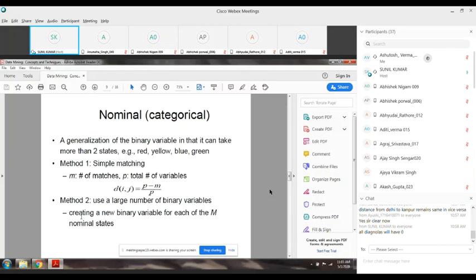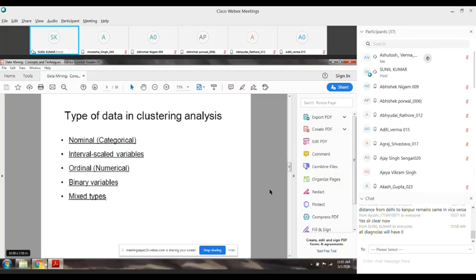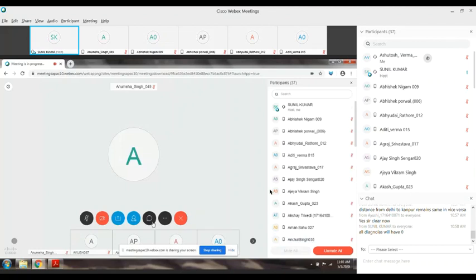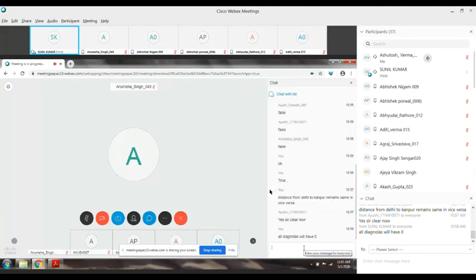First, we are going to see nominal data. Okay? Let me check the chat box to see that everything is going properly. Is there any confusion? Any confusion?